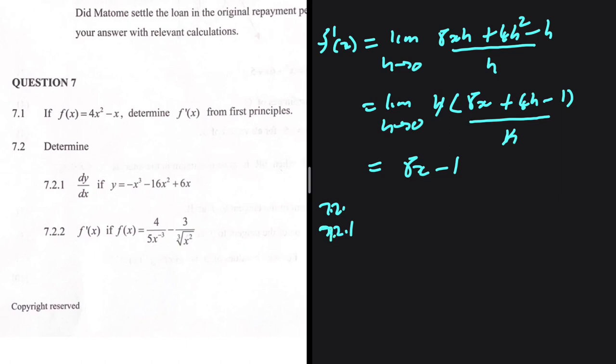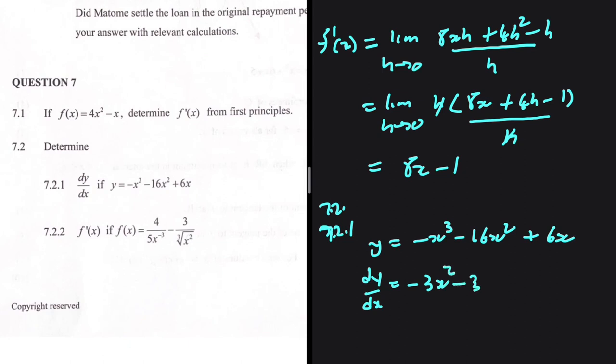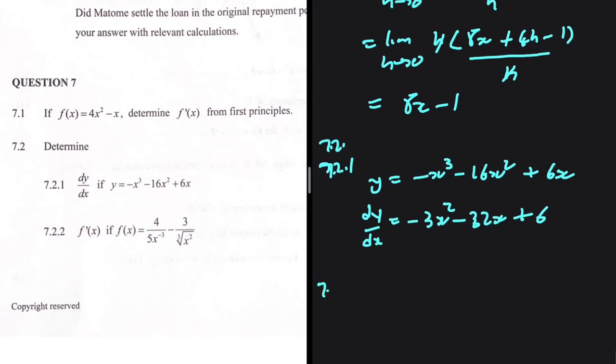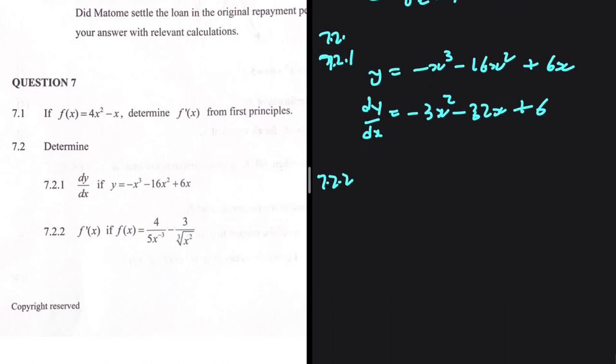7.2.1. Determine dy/dx if y is equal to minus x to the power 3 minus 16x squared plus 6x. dy/dx will be equal to minus 3x squared minus 32x plus 6. And just like that, we have answered 7.2.1. No trickery whatsoever. Let's do the equation that follows. 7.2.2. This one is a bit interesting.